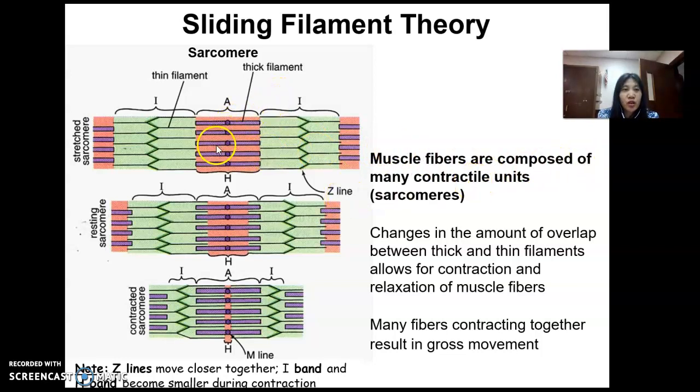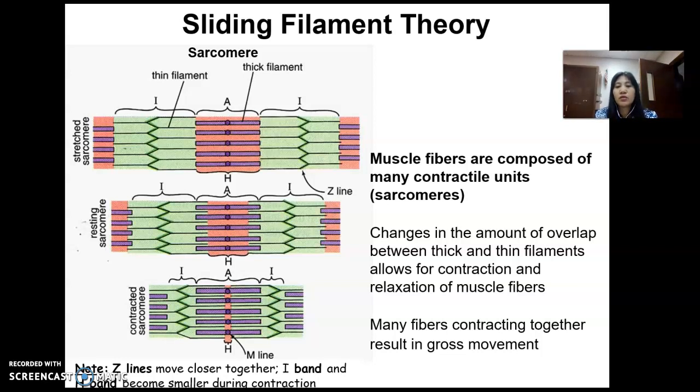We call it sarcomeres. Okay, as you can see in this part, the green part here are the thin filaments, while in the middle part here is colored purple and orange one, the thick filament. Okay, if these muscles are overlapped between these thick and thin filaments, it allows our muscles to contract and relax our muscle fibers. So see how genius.